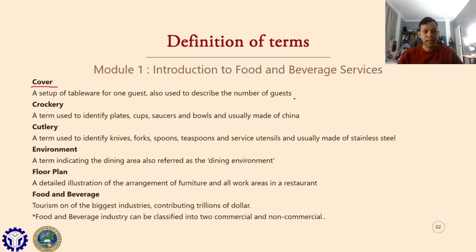For example, at the end of the service for that particular day, you have a record of how many covers were served at that time or on that day. For example, on Monday, there are 80 covers served. And then on Tuesday, there are 30. So what do you mean by 30 covers? It means that there are 30 setups of tableware for guests being served.